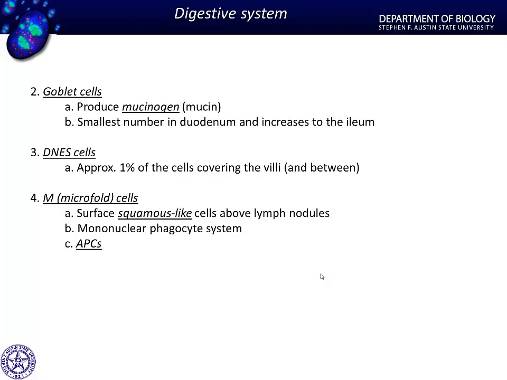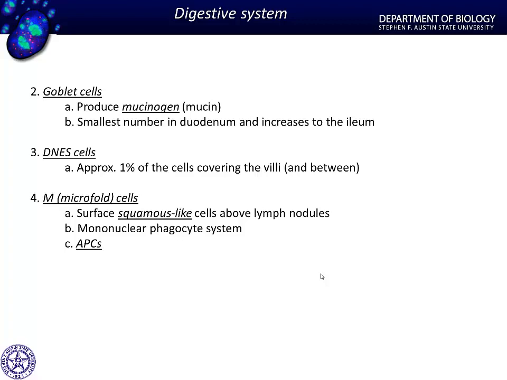We have other cells that are going to produce the mucus and the material that's going to contain the bicarb to neutralize the stomach acid. Our goblet cells are producing mucus just for lubrication. Now, we've already talked about the D and ES cells in the stomach. These are no different in the intestine. We just simply have fewer of them, but they are going to account for about 1% of the cells that are present in our intestinal tract.